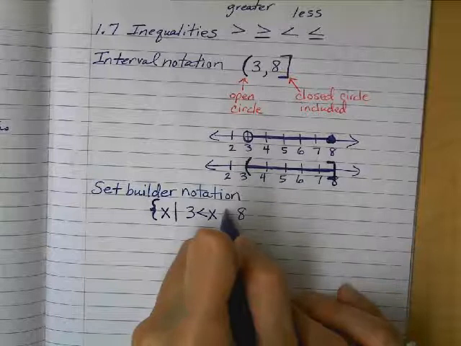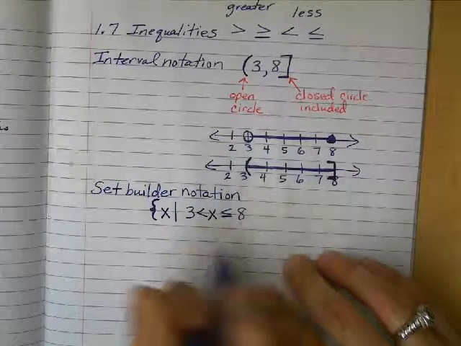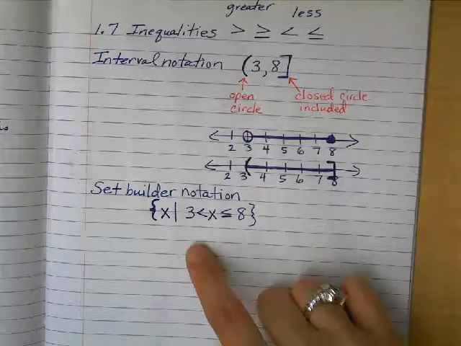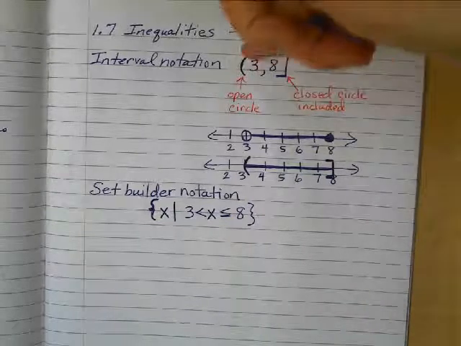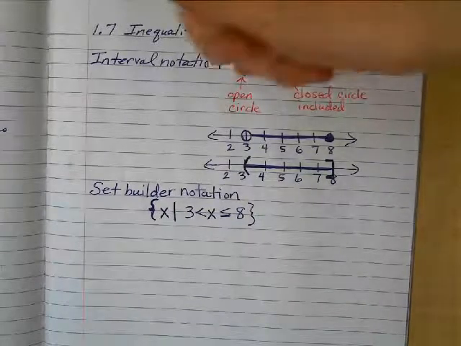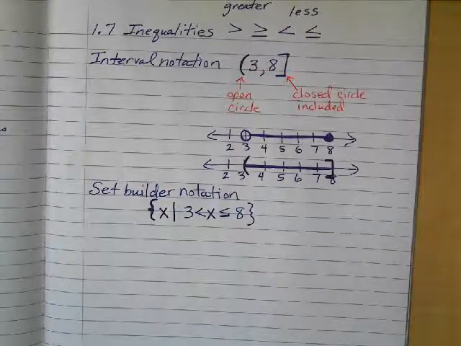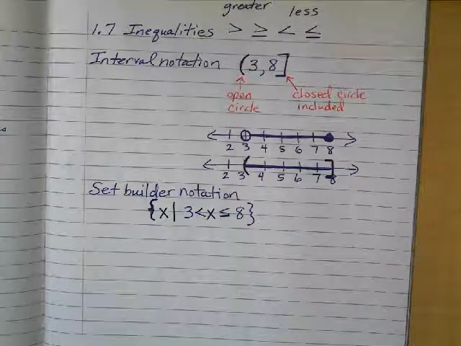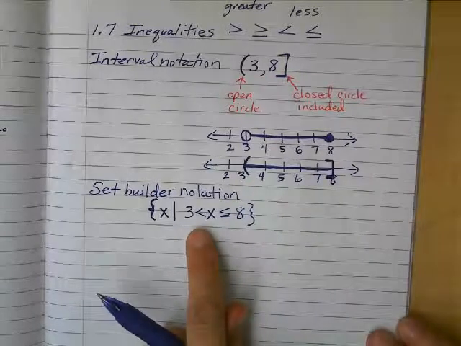And then the x, you're shading lower than or equal to 8. They would make it like that. That's how they would say the same answer in the set builder notation. So for interval, they just put the numbers you start and stop on. But the set builder notation always uses the greater than, less than signs. And I would graph it the same way and everything.